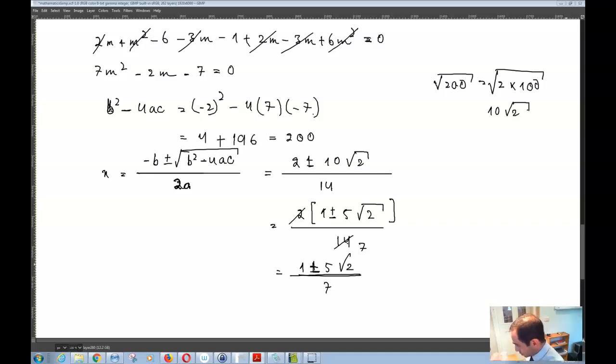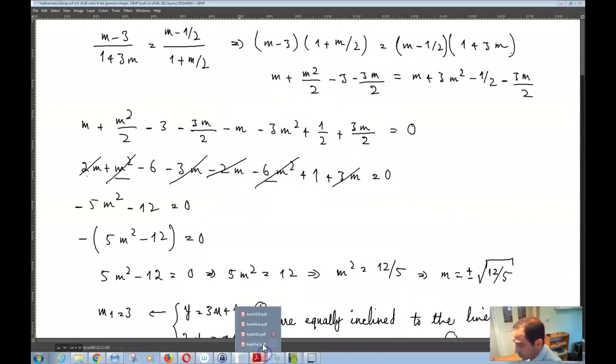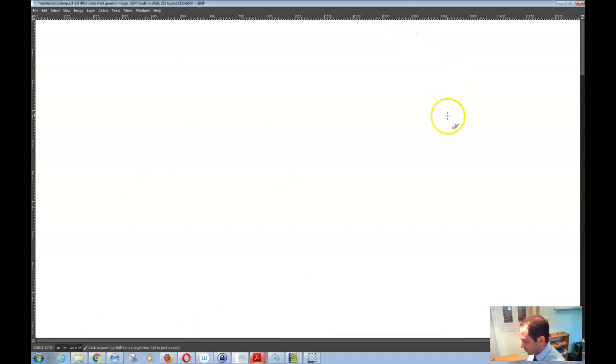Okay, so the next question is number 20. So let me quickly create a new layer here. The question is, if the sum of the perpendicular distances of a variable point from these lines is always 10, show that P must move on a line.